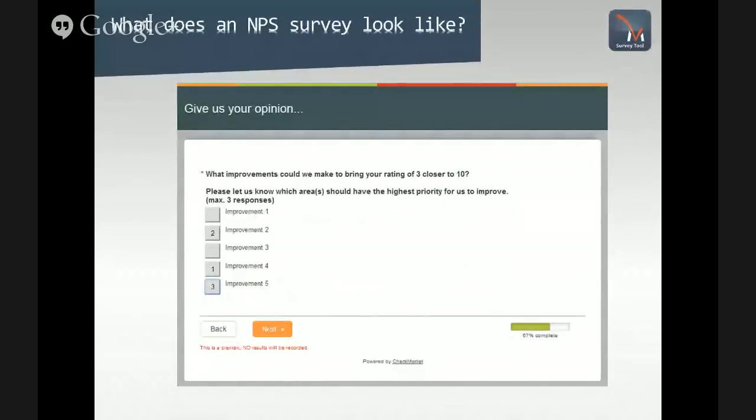And then you may ask, what improvements could we make? Let's say you've got some different areas in your company and you're looking for some feedback. For instance, if we could work on this area, that area, that area. Prioritizing your improvements, you can ask the detractors, or even the promoters, what areas do you think you'd like us to work on first?